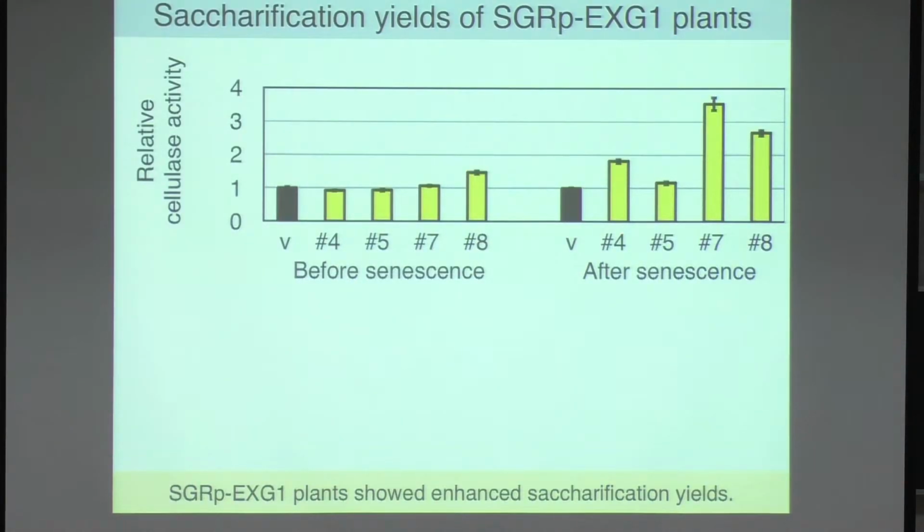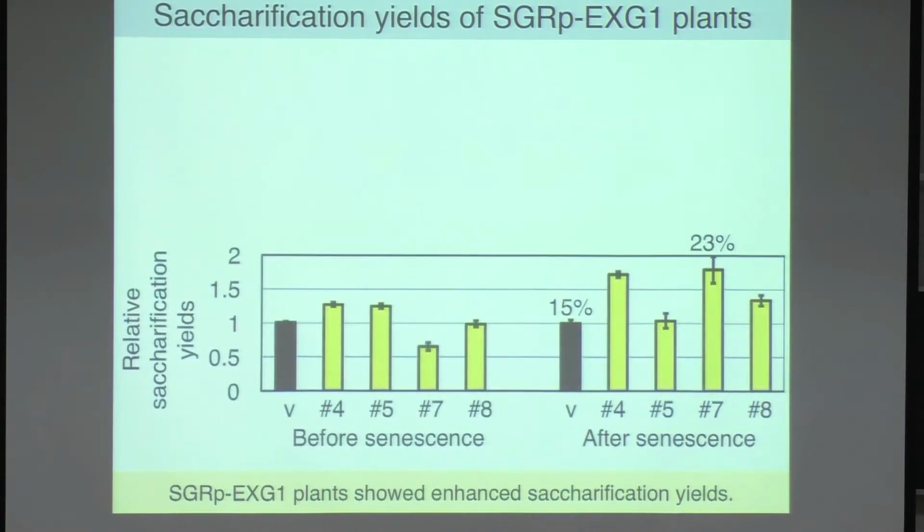Next, we checked the cellulase activities before and after senescence. This is before senescence. This is a control plant, and the cellulase activity in the control plant was set as 1, so relative activity is shown here. In these plants, before senescence, almost similar cellulase activity was observed. But after senescence, these 3 plants showed higher cellulase activities than the control plant. But this plant showed no enhancement of the cellulase activity.